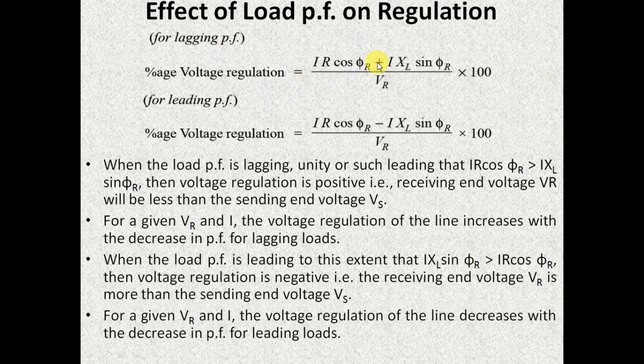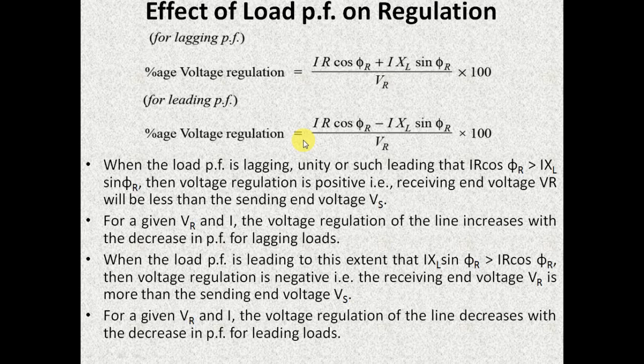In the case of a lagging power factor load, the value of percentage voltage regulation will always be positive, because the numerator consists of only positive terms. Similarly, in the case of unity power factor also, the value of percentage voltage regulation will be positive, because at unity power factor the value of cos phi r is 1 and the value of sin phi r is 0. So, making suitable substitutions, we get the value of percentage voltage regulation as a positive value. Now consider the case of a leading power factor load.